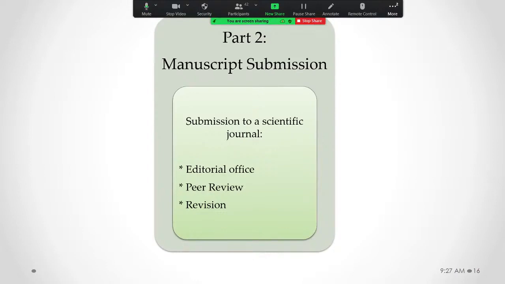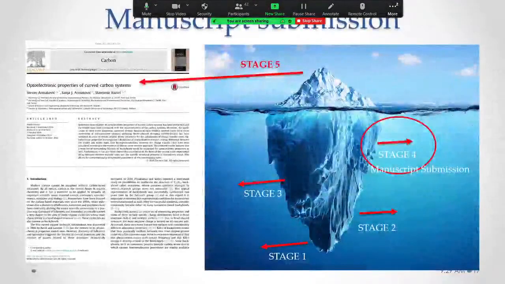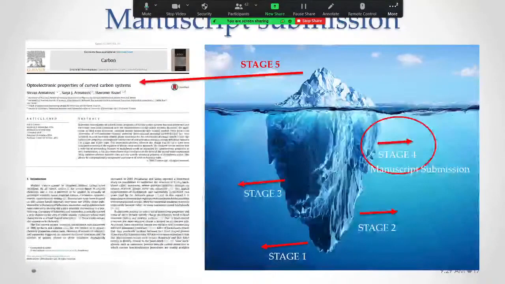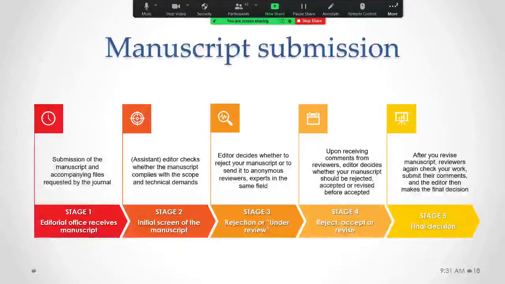One more stage, which is very important, is the manuscript submission. And remember that tip of the iceberg. This is the end product, but the manuscript submission is under the sea level. Let us see how the manuscript submission process goes. It is not complicated, but there are several sub-stages.